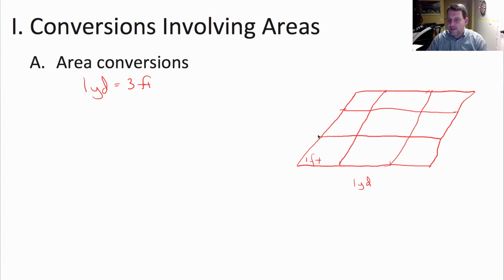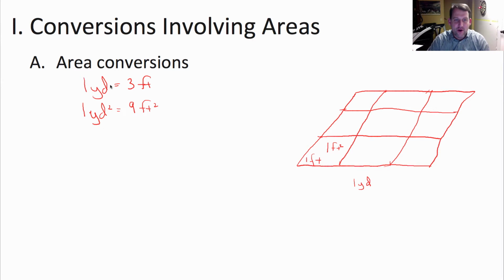So each of these boxes is 1 foot by 1 foot or a foot square. So each of these boxes is 1 square foot, and there are 1, 2, 3, 4, 5, 6, 7, 8, 9. There are 3 rows with 3 boxes in each row for a total of 1 square yard is equal to 9 feet squared. So you'll notice that this is just the square of this.